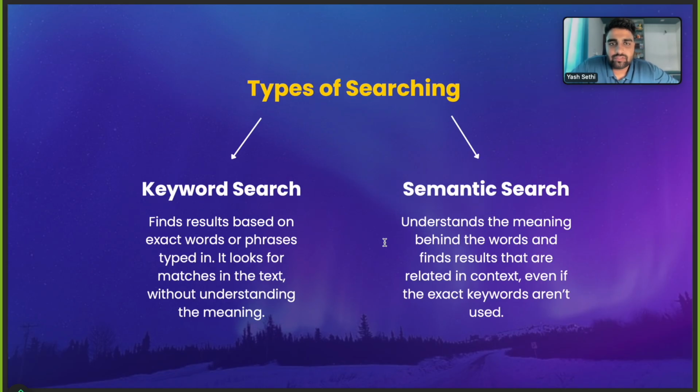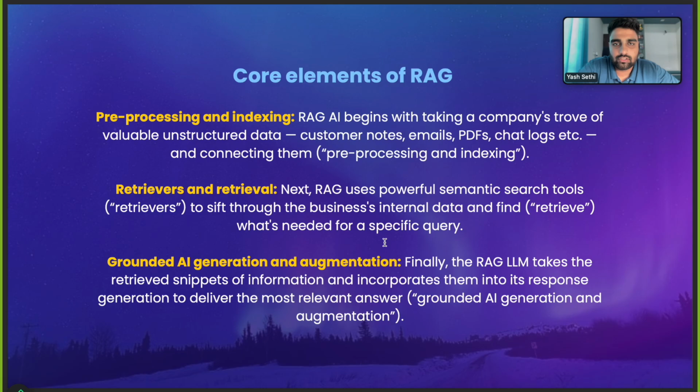So here we have the types of searching: keyword search and semantic search. Keyword search finds results based on the exact word or phrase you type. It looks for matches in the text without understanding the meaning. But semantic search, on the other hand, understands the meaning behind the words. It will not use the exact keyword, but it will use the meaning or the context of the words. Even if the keyword is not matched, it will always use your context to search.